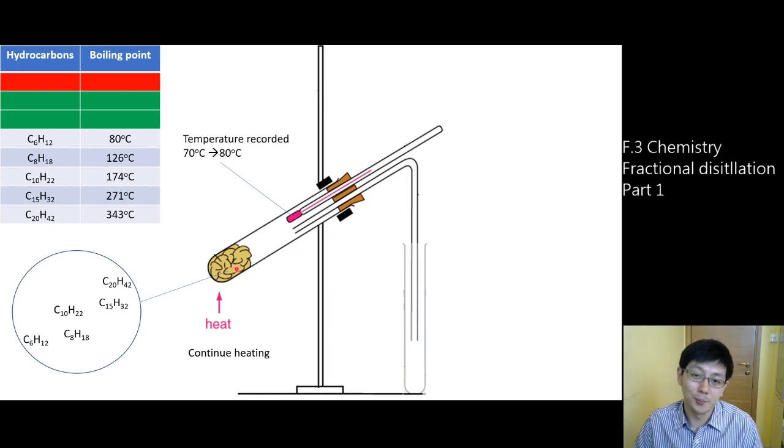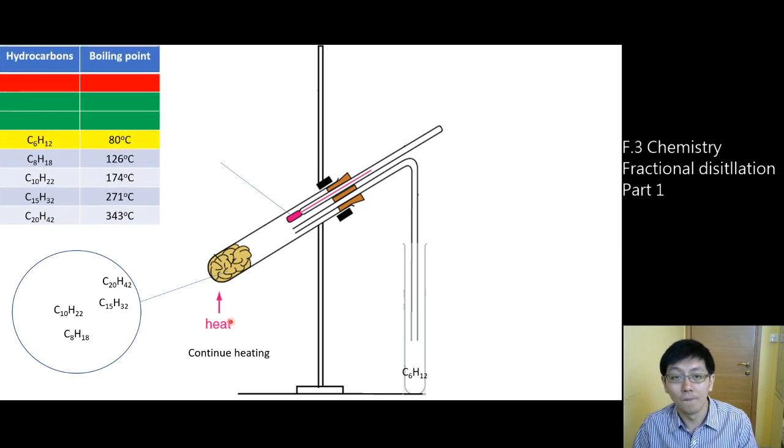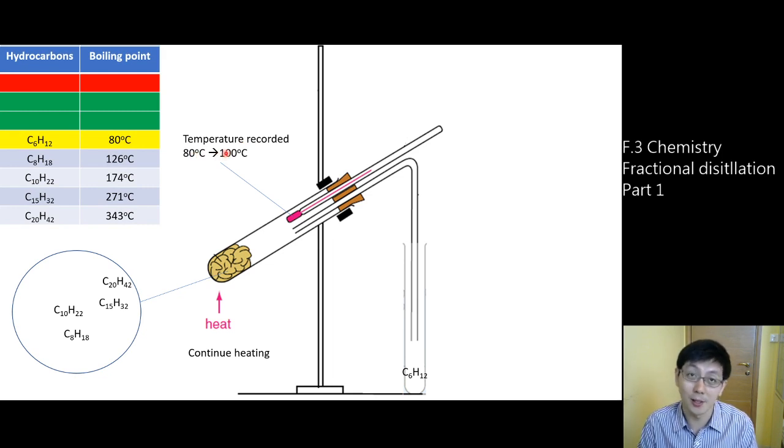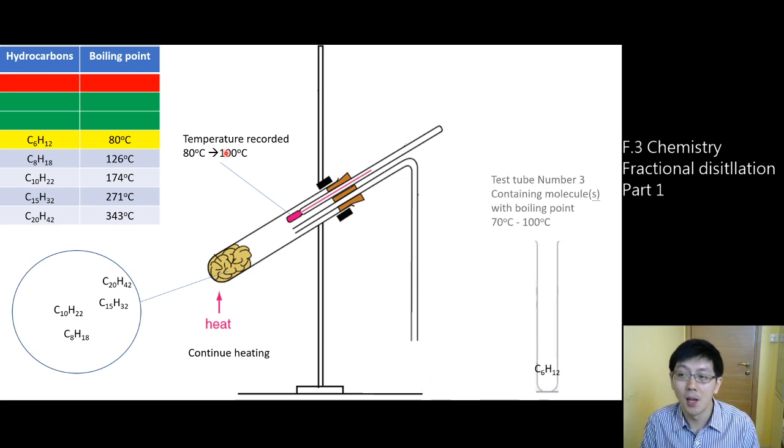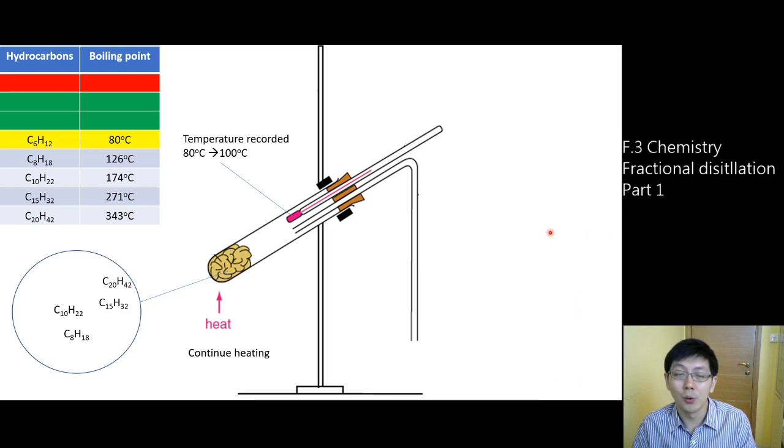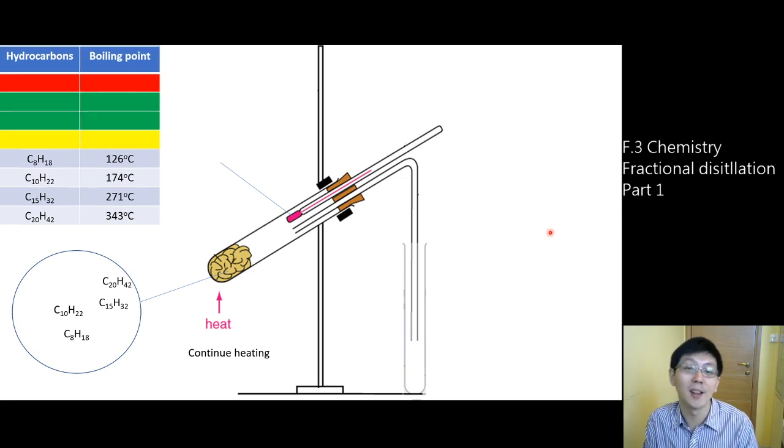Now I think you will know the pattern, so I'm going to speed this up. When the temperature goes from 70 to 80 degrees Celsius, your turn, this is your boiling point. You're going to boil and be collected. I continue the heating. When the temperature goes to 100 degrees Celsius, I remove this test tube and mark it as number 3. It collects all the molecules boiled in this temperature range, 70 to 100 degrees Celsius. Put it in another part of the laboratory. Again, I replace it with another new test tube. The process continues again and again.